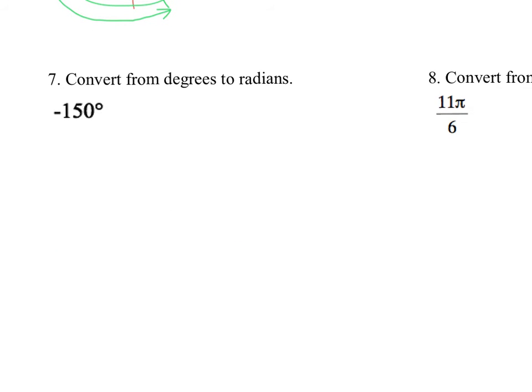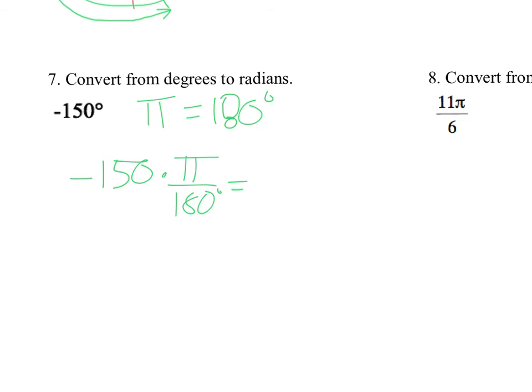Number 7, converting from degrees to radians. I know that pi radians is equal to 180 degrees. I'm going to use this relationship to create a ratio, so negative 150 times pi over 180. My 10s cancel out. I've got negative 15 over 18 pi, which is going to be negative 5 over 6, add my pi back in.